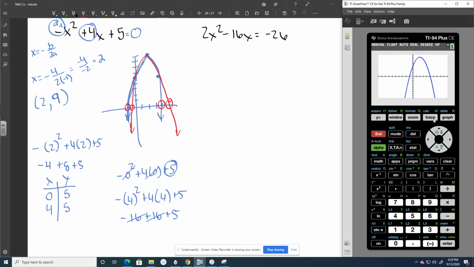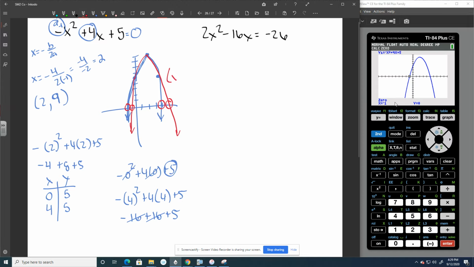So I'm going to go ahead and do second trace. And I'm going to let the calculator double check for me. I want it to find my zero. And so I need to go to the left of where I cross the axis, and I need to go to the right. So I'm to the left, I'm to the right, and now I need to guess right where I cross. And as long as I'm close, I should be okay. So it says that I cross when x is equal to -1. So -1, 0. So x equals -1. That's one of my solutions.